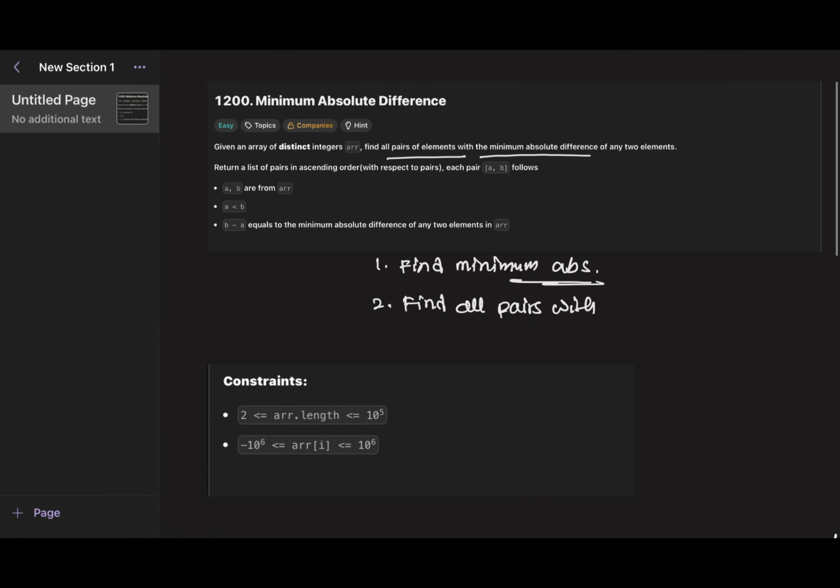Okay, and we need to return a list of pairs in ascending order with respect to pairs. Each pair a comma b follows: a and b are from the array, a should be less than b, and b minus a equals the minimum absolute difference of any two elements in the array.